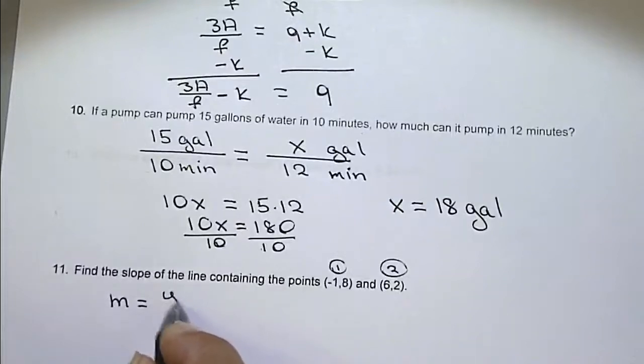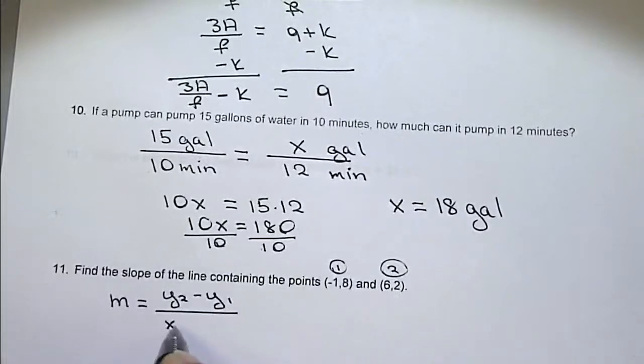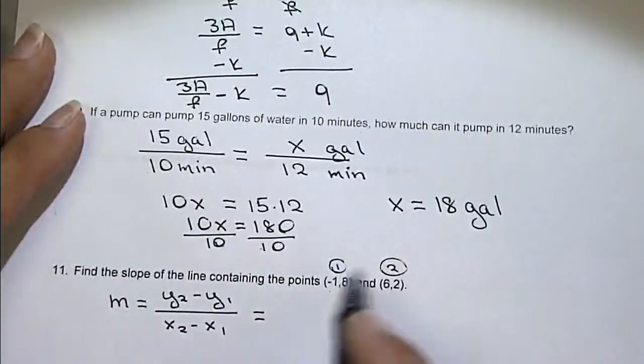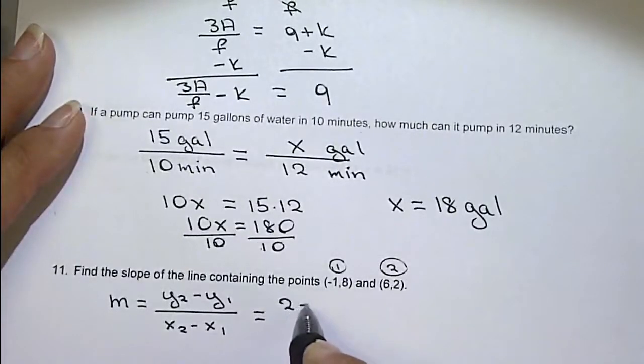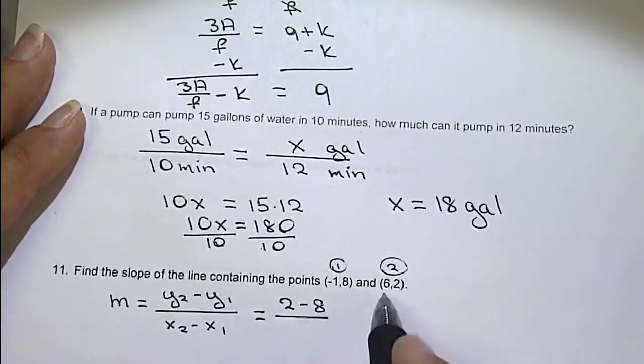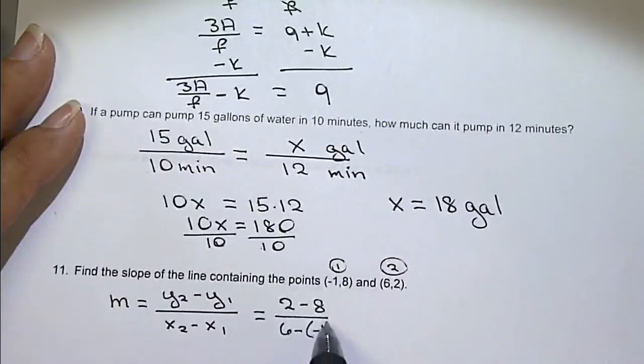M is equal to y sub 2 minus y sub 1 over x sub 2 minus x sub 1. Okay? So you take the y variables. And this is going to be 2 minus 8, isn't it? Y sub 2 minus y sub 1. And then the x variables, x sub 2 minus, oops, it's a negative.